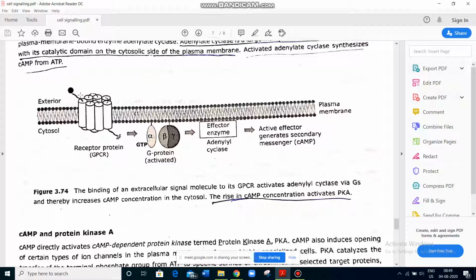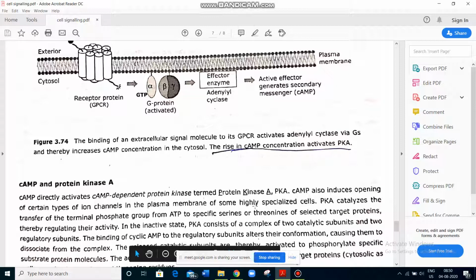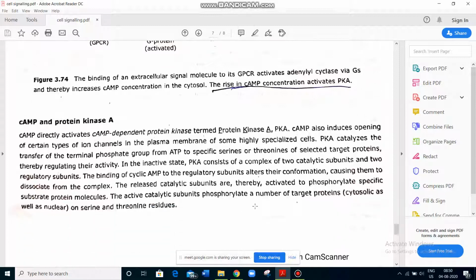Is that clear? After that, what necessary changes take place in the cytoplasm or in the nucleus, we will discuss now. We are going to discuss what necessary changes take place by means of cAMP, the second messenger. That will be as follows.